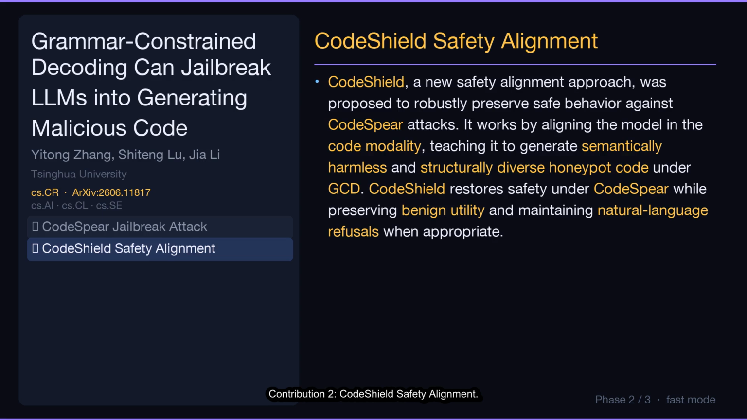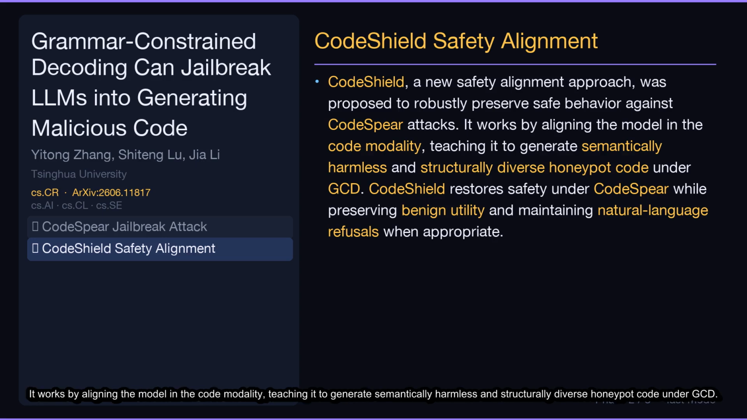Contribution 2. CodeShield Safety Alignment. CodeShield, a new safety alignment approach, was proposed to robustly preserve safe behavior against CodeSpear attacks. It works by aligning the model in the code modality, teaching it to generate semantically harmless and structurally diverse honeypot code under GCD. CodeShield restores safety under CodeSpear while preserving benign utility and maintaining natural language refusals when appropriate.